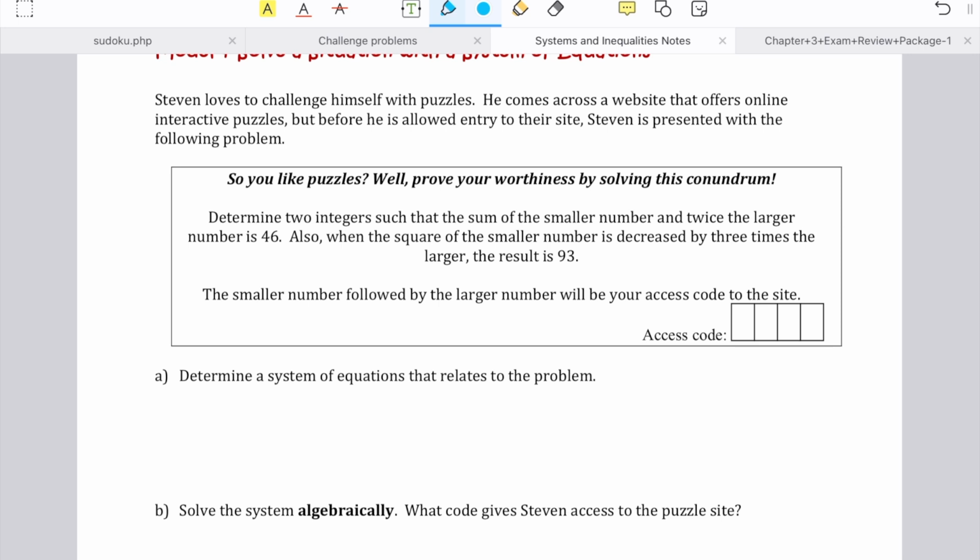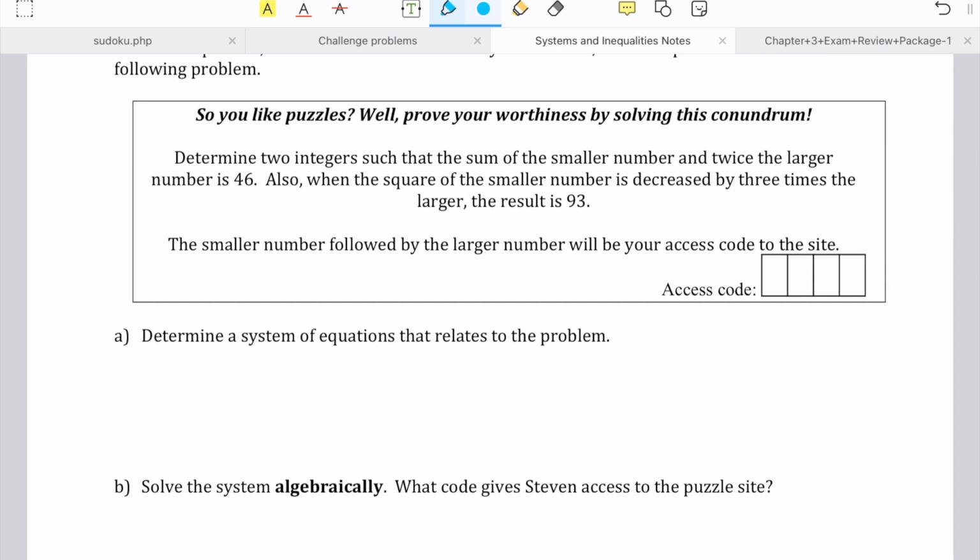Do you like puzzles? Well, prove your worthiness by solving this conundrum. Determine two integers such that the sum of the smaller number and twice the larger number is 46. So when I read word problems, I always try writing what my variables will be.